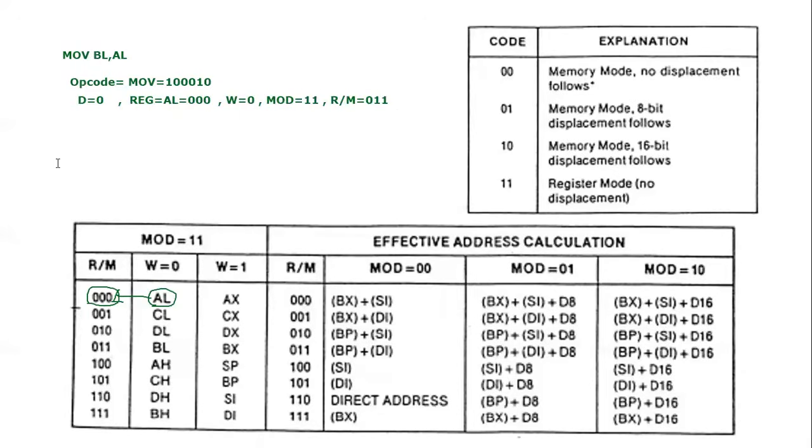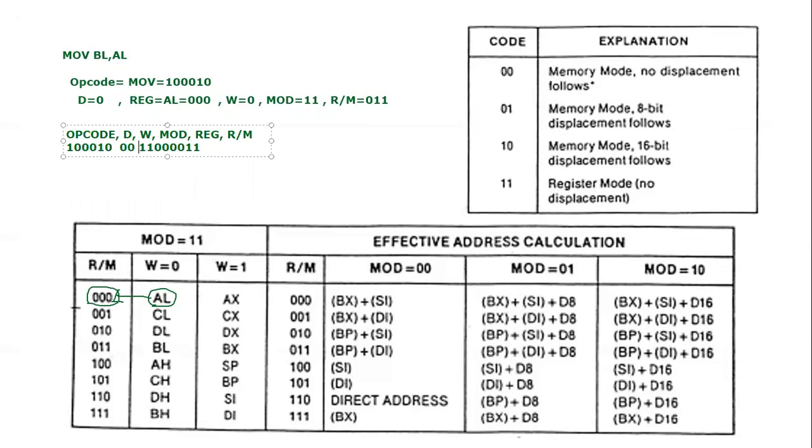So we will write first of all what was the order: opcode, then D field, then W field, then mode, then register, and then R/M. It was the order which was defined in the general format, and we will put the values accordingly. So opcode is 1000100. D is 0. W is 0. Mode is 11. Register is 000. And R/M is 011. Right?